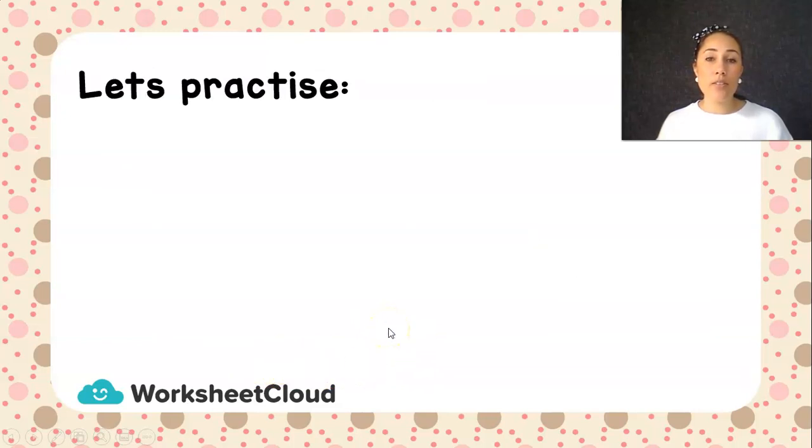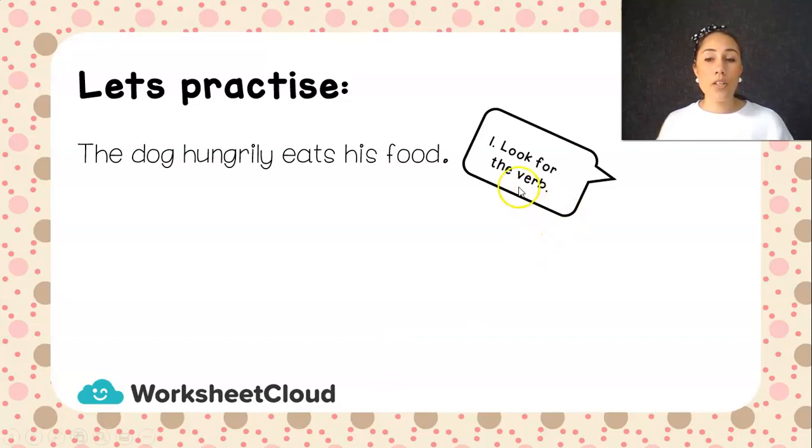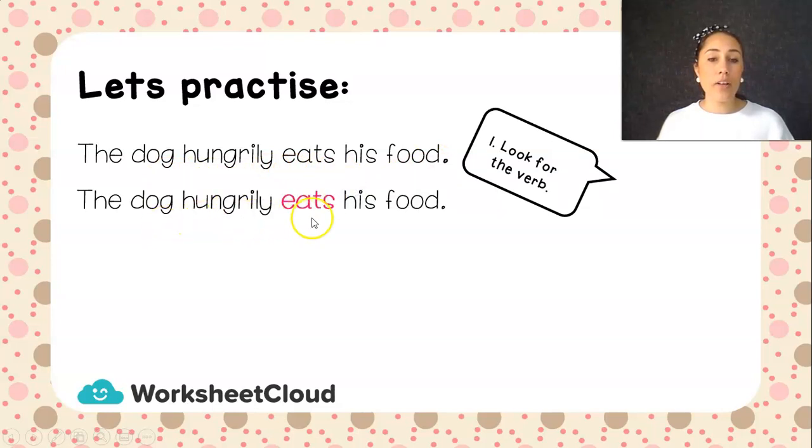So let's practice a few together. The dog hungrily eats his food. First, I look for the verb. The dog hungrily eats his food. What is the dog busy doing? He is eating. The dog hungrily eats. So eats is my verb.